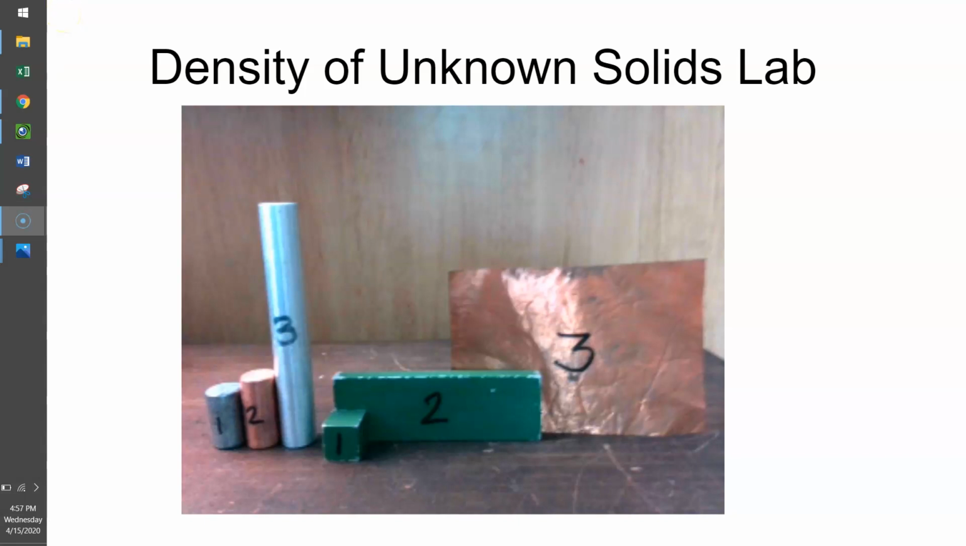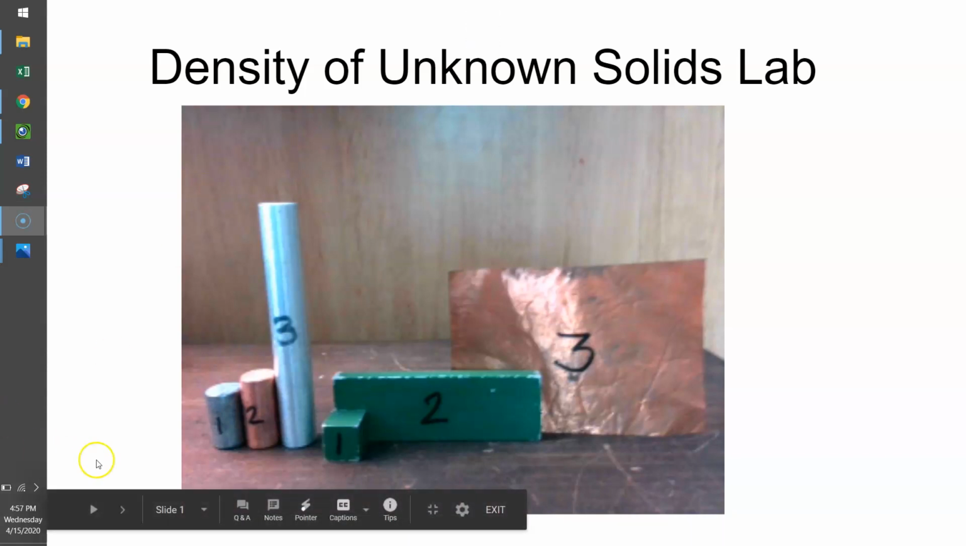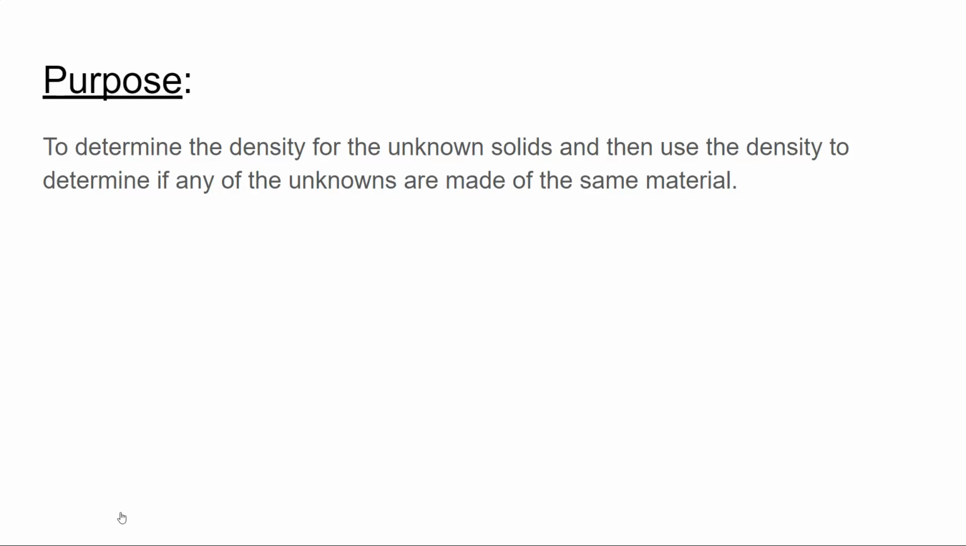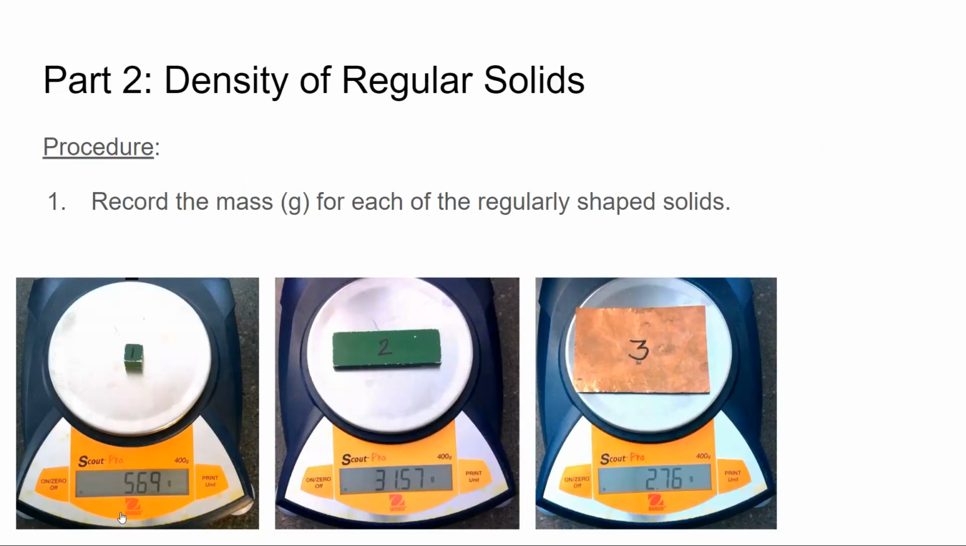Okay folks, here we are again at our Density of Unknown Solids lab. And again, the purpose of our running this lab is so that we can determine the density for all 6 of the unknown solids, and then try to use the density to determine if any of these unknowns are made of the same material. So this time we are working with the density of regular solids. And the process is very much the same.